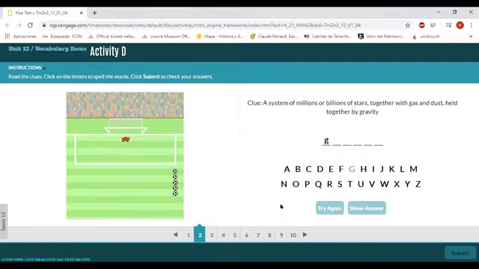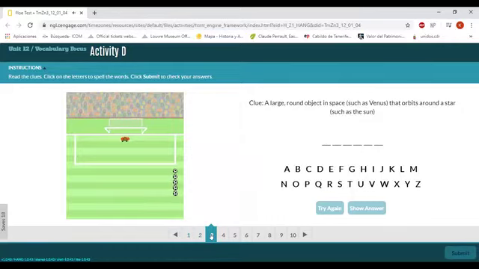And we have a letter already. And the clue says that it's a system of millions or billions of stars together with gas and dust. Remember, dust is polvo, held together by gravity. Held, that in this case means que están unidos o juntos por, in this case, gravity. Okay? So what do you think is the answer? Yes. Galaxy. There's the X and then Y. Very good. Now let's go up to the next one.